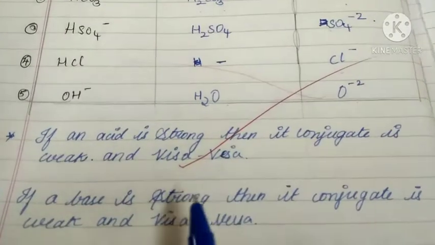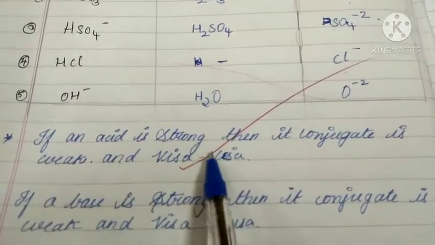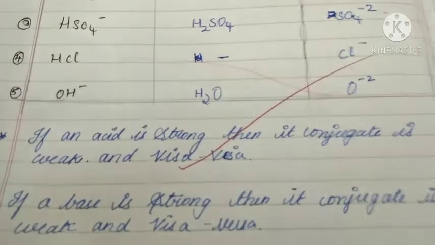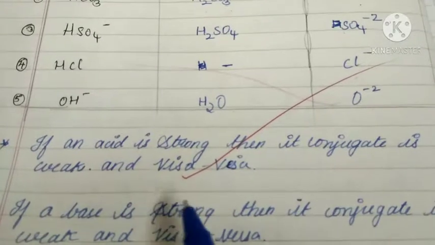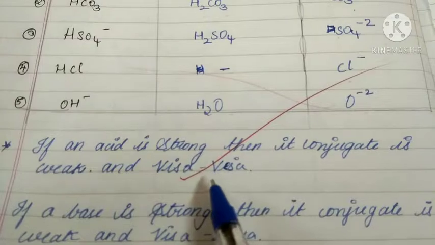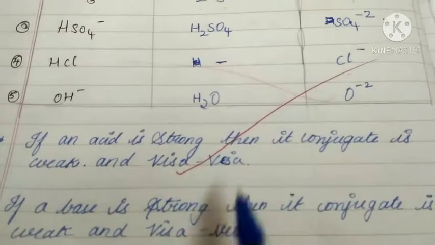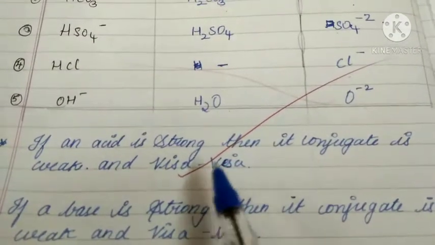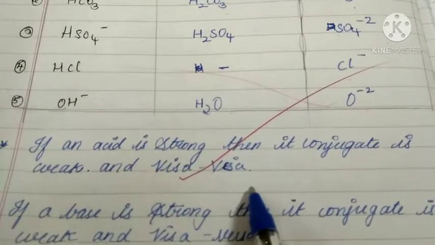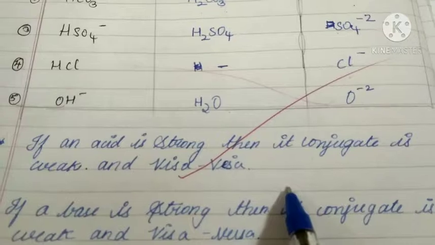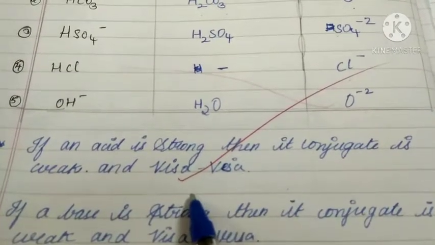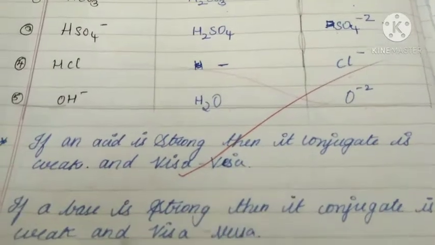Next, one more point. If an acid is strong, then its conjugate base is weak and vice versa. What is the meaning of that point? If a strong acid is there, its conjugate base is weak. Vice versa means if a weak acid is there, its conjugate base is strong. If an acid is strong, its conjugate base is weak. If an acid is weak, its conjugate base is strong. That is the meaning of that point.